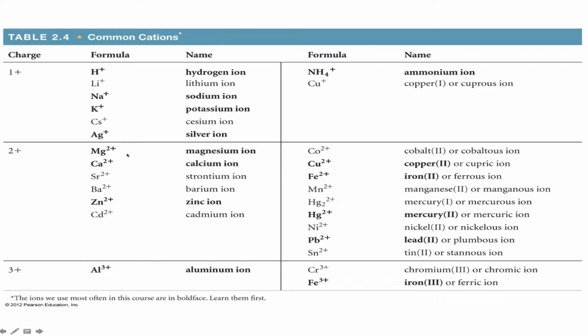+2 cations: magnesium ion, calcium, strontium, barium, zinc, cadmium. Notice that we're using the element name followed by ion. Cobalt-2, copper-2, iron-2. These are easy to remember. Manganese-2, and we're going to typically use the Roman numerals to indicate charge state as opposed to the common name. That makes it easier to remember.